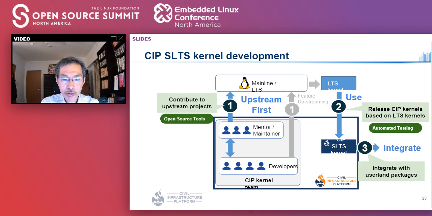As marked 2, use is the second action. We use LTS kernels to release CIP SLTS kernels. For those releases, automated testing plays a very important role, so the CIP kernel team is closely working with the CIP testing team. As marked 3, integrate is the third action. By integrating those SLTS kernels with CIP core packages and additional packages, industrial systems or devices can be developed and maintained. I'm going to elaborate on those three actions one by one.